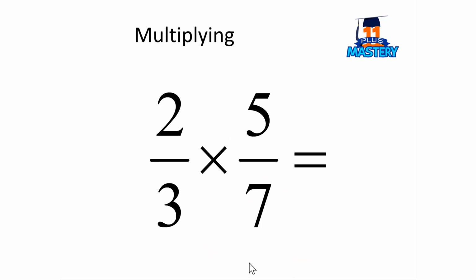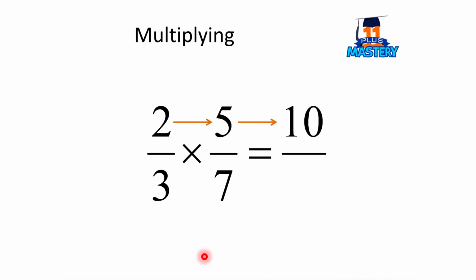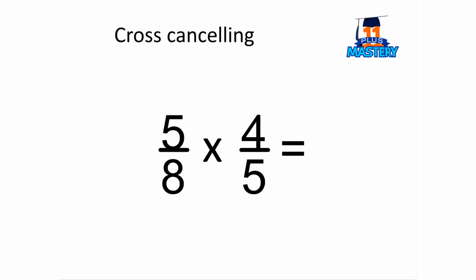To multiply, I simply multiply across. So 2 times 5 is 10, 3 times 7 is 21. However, when multiplying, if any numbers can be divided top and bottom, it's much easier to cancel before you multiply than after. So what do we mean by cross-cancelling?